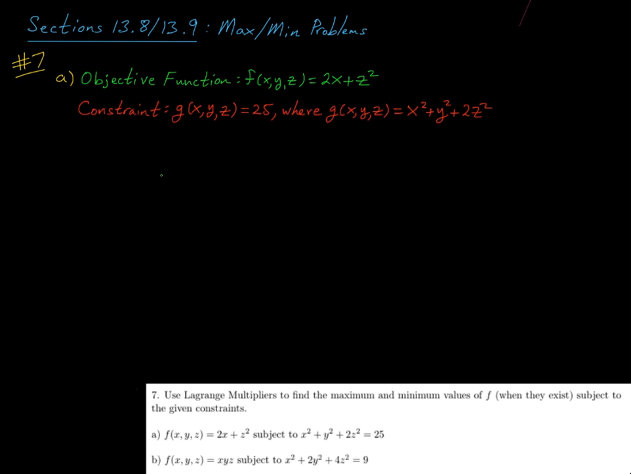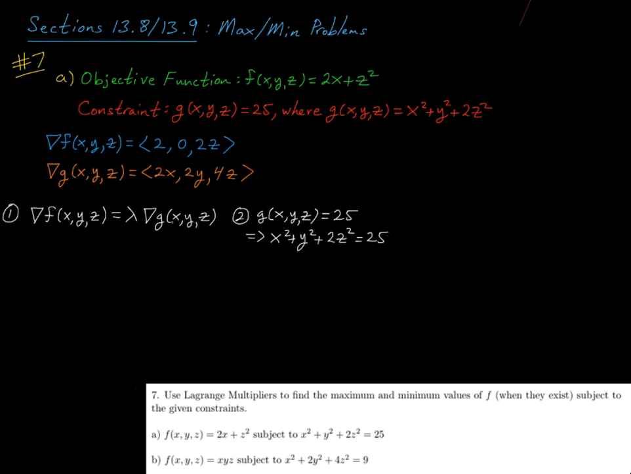So looking at part A, we have our objective function f of x, y, z, that's 2x plus z squared, subject to the constraint x squared plus y squared plus 2z squared is equal to 25. I'll go ahead and write that in the form g of x, y, z is 25, where g of x, y, z is x squared plus y squared plus 2z squared. All right, cool. So we're going to proceed in just the same way that we solved the questions in problem number 6. We're going to start by finding the gradients of f and g, so those are here.